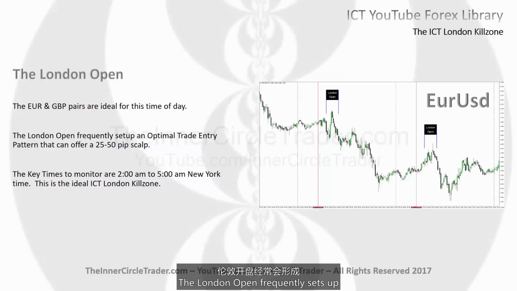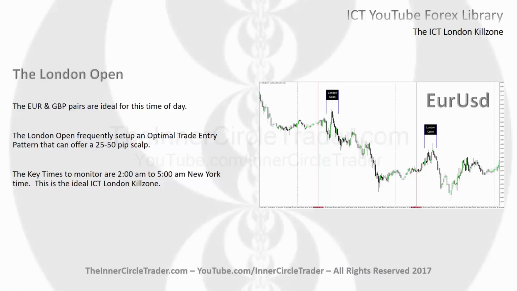The London Open frequently sets up an optimal trade entry pattern that can offer 25 to 50 pips for a scalp. The key times to monitor are 2 a.m. to 5 a.m. New York time.